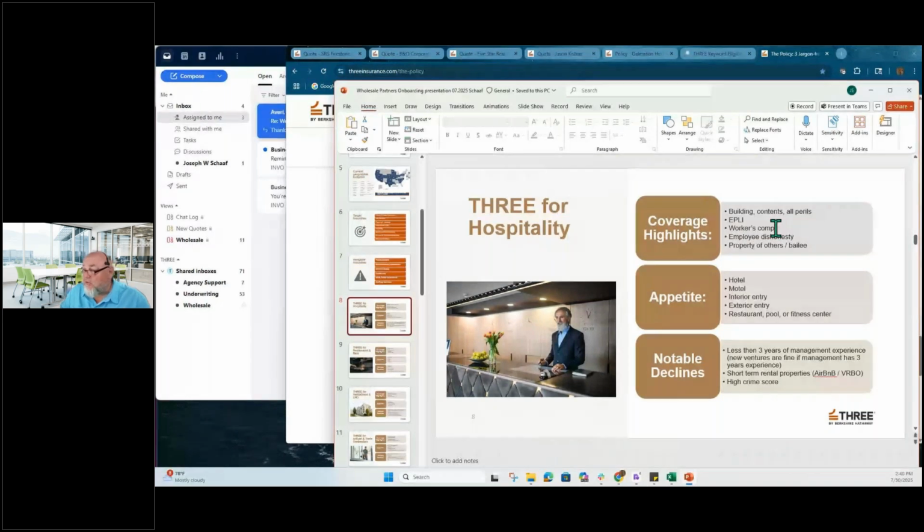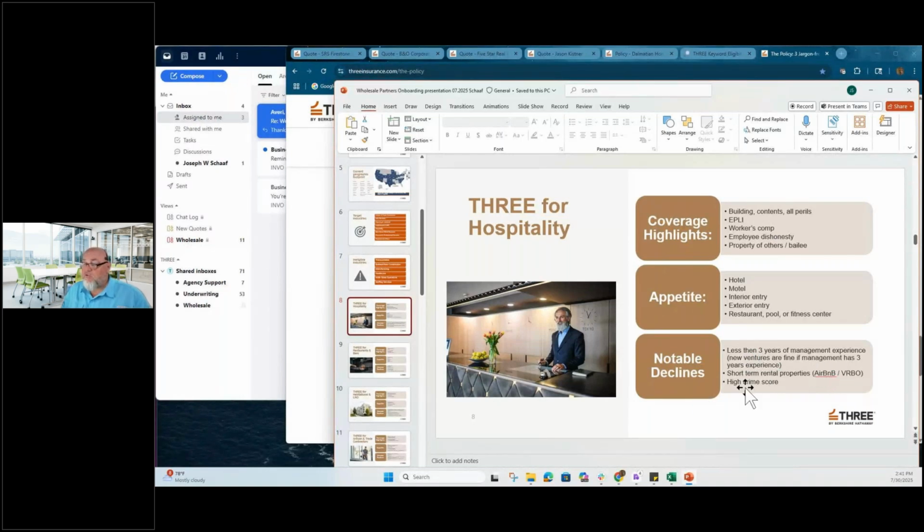What we cannot do in this category is handle people that do not have 3 years of management experience. So if they're brand new to the whole hotel industry and they just bought a hotel, that's something we cannot insure. If they own another hotel, they've been running it for a while, and they're buying a brand new hotel, that's fine. As long as you've got 3 years of management experience, we're okay. We also don't do short-term rentals like Airbnb or VRBO.